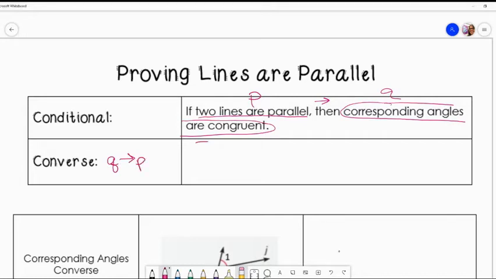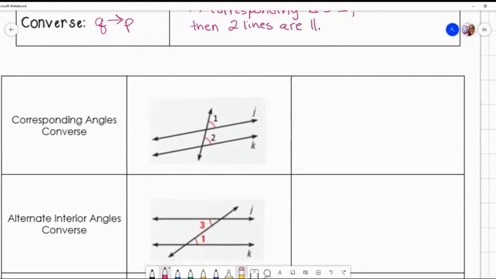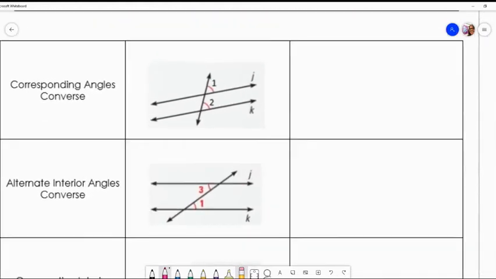So that would say if corresponding angles, and here we can use our symbols to abbreviate, angles are congruent, then two lines are parallel. You can use our symbol for parallel, which looks like two lowercase l's. Okay, so let's try using the converse of the relationships that we've already been working with this unit.